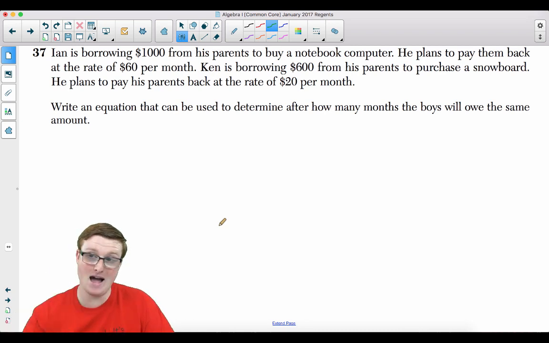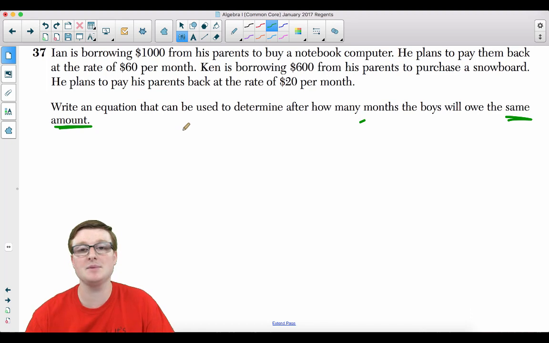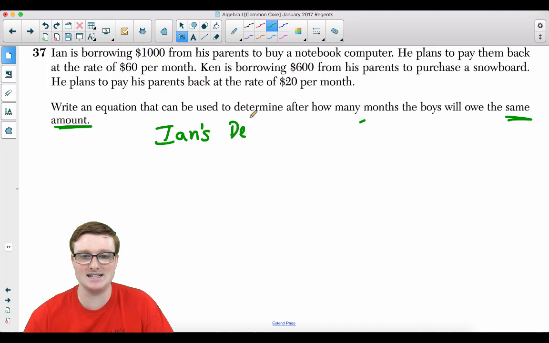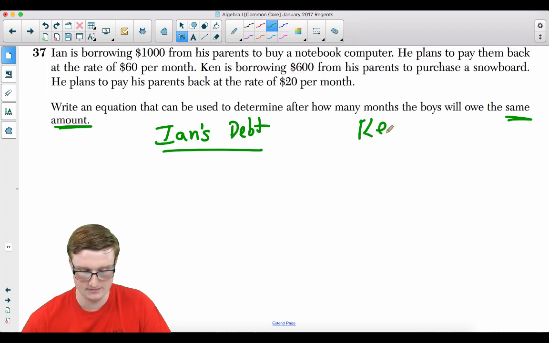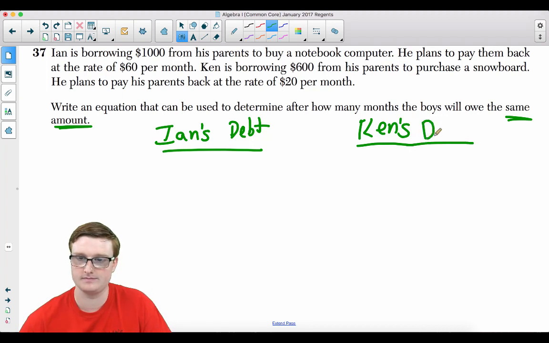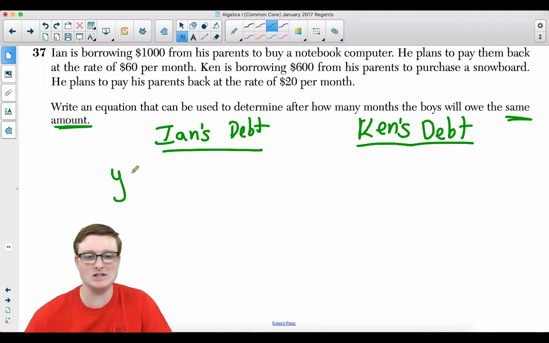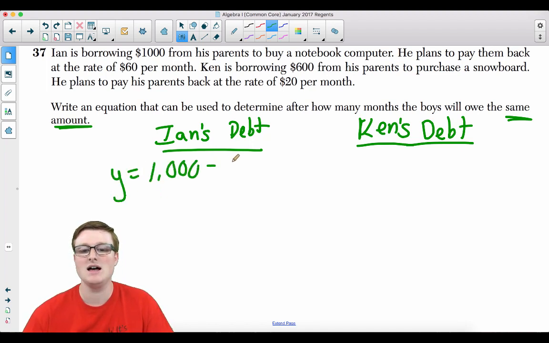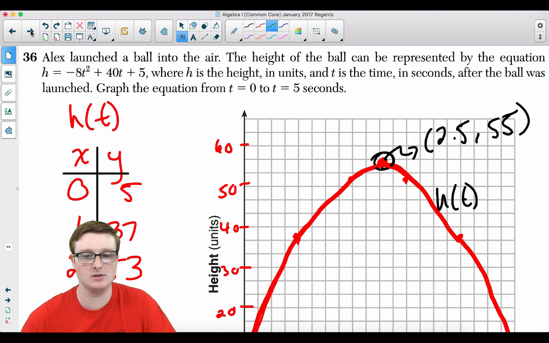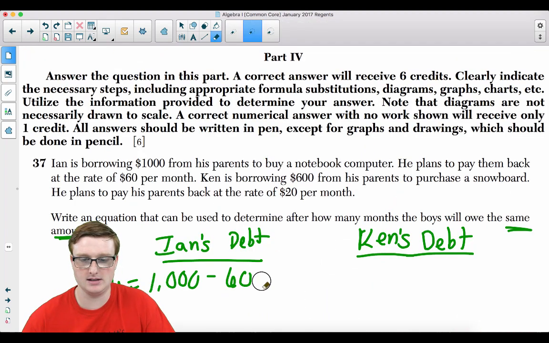the same amount. So I'm going to create two functions. I'm going to create what's called Ian's debt, because he does have debt now. He's $1,000 in debt. And I'm going to create Ken's debt. Okay, so we get that. So Ian's debt is y is equal to $1,000 minus his $60 per month. I'm going to make that 60x.